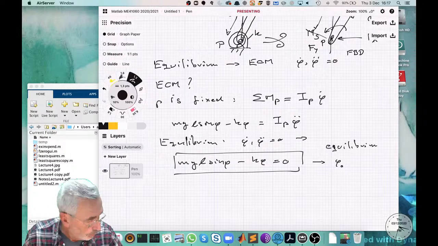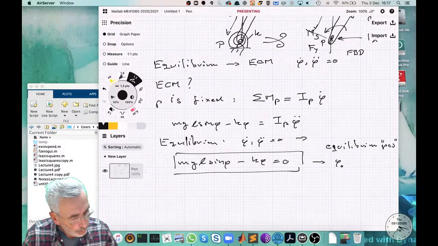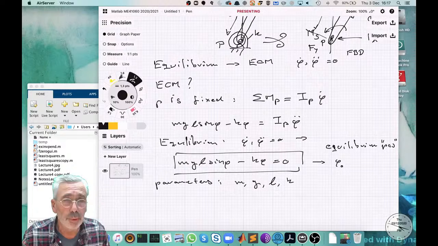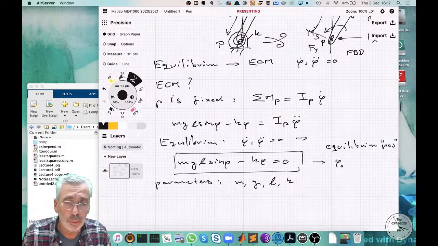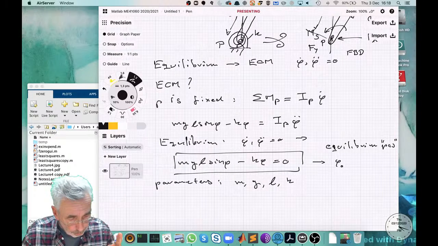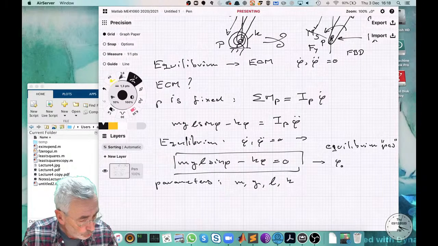Equilibrium positions, it's not really a position. But we also have a set of parameters in the problem. And the parameters in our case are the mass, gravity, length, and the spring stiffness. So we have 4 parameters. Now that means if we want to investigate what is the equilibrium value, then we have to do that for all these four parameters. That's a lot of work, but we can do scaling.